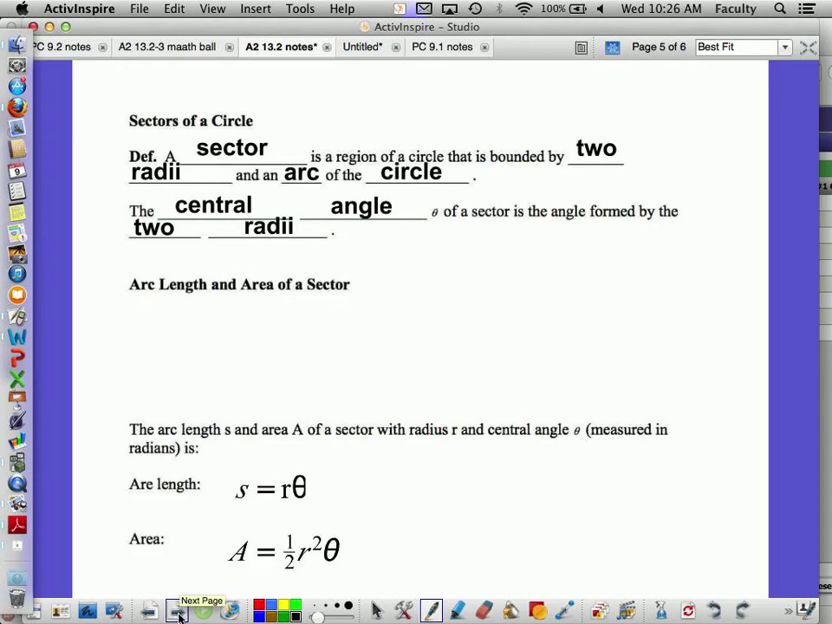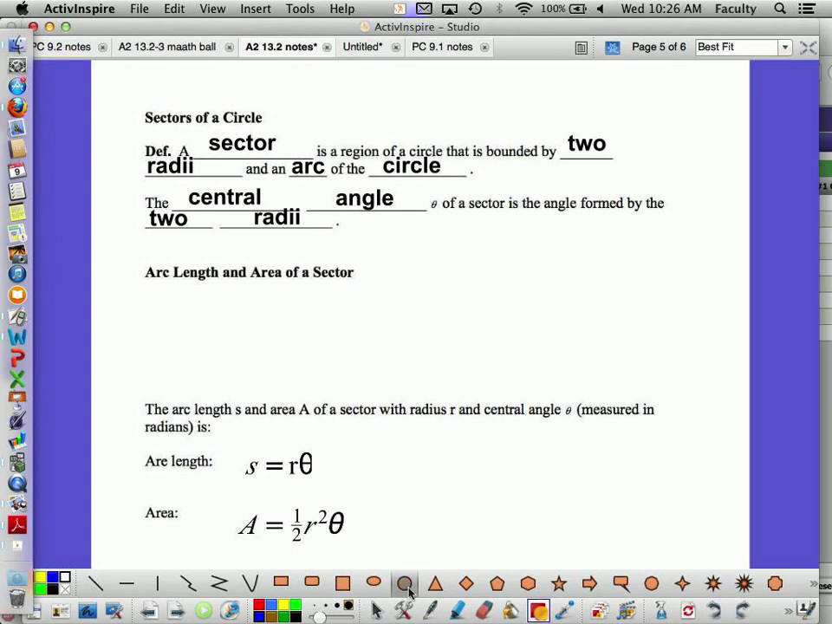All right, next. Definitions. A sector is a region of a circle that is bounded by 2 radii and an arc of the circle. So let me get my handy dandy circle tool.